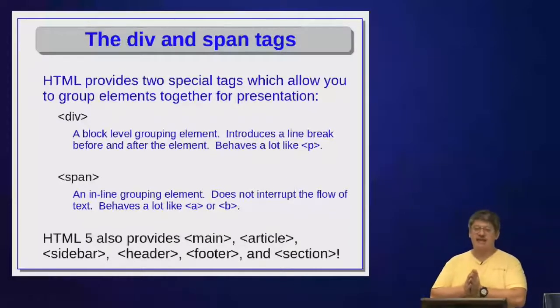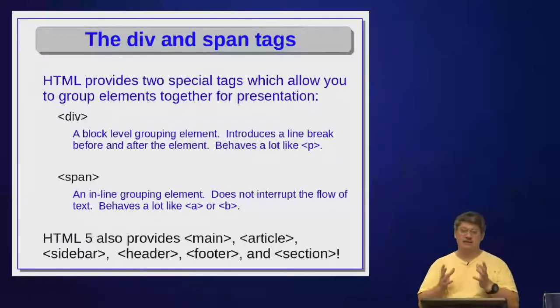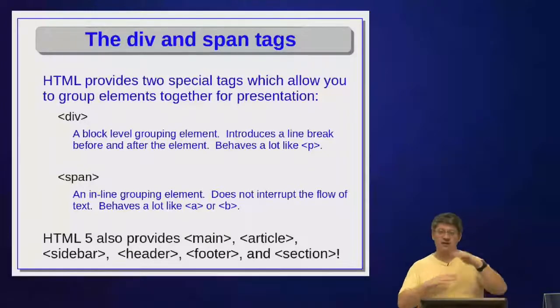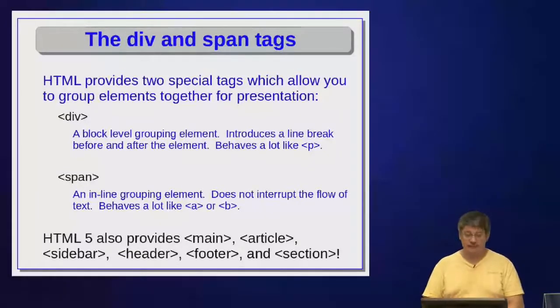The div tag is implemented as a block element. That means that it's a lot like a paragraph. When you create a div tag, the web browser is going to treat everything between the div and the slash div as one block unit, and it's going to insert a line break before that block and a line break after that block to separate them from the rest of the page.